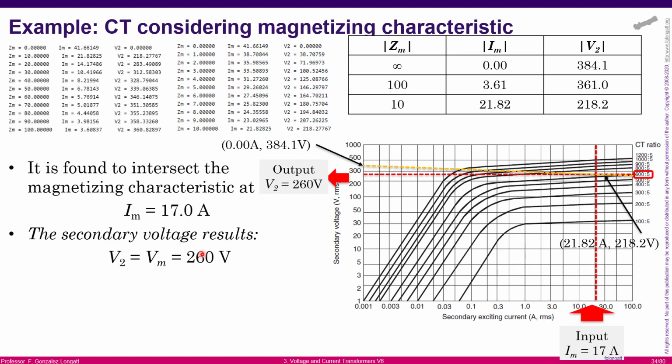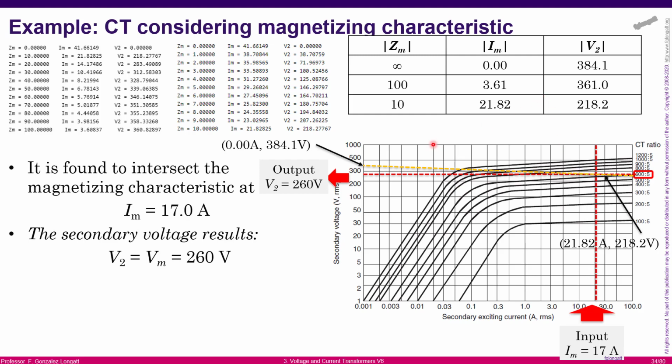This is one way to solve the problem, because the situation is that we have a specific equation to define the magnetizing current and the magnetizing voltage, but who is defining at the end how the voltage changes when the current changes is the magnetizing curve. That is the reason for using this approach, okay?